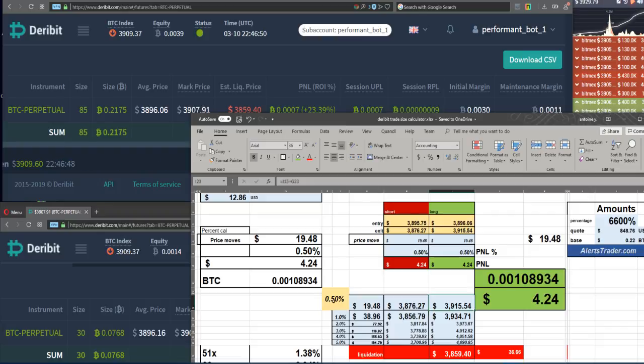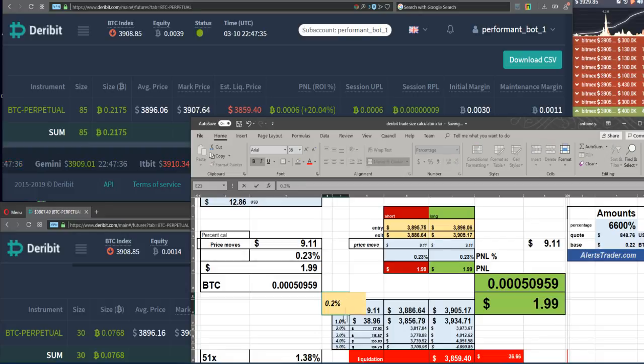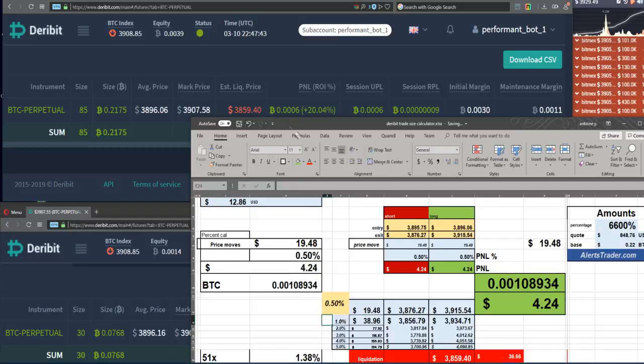Now ROE 2023. Back it up. 50%. It's definitely not 7.0007. Went down to 6.